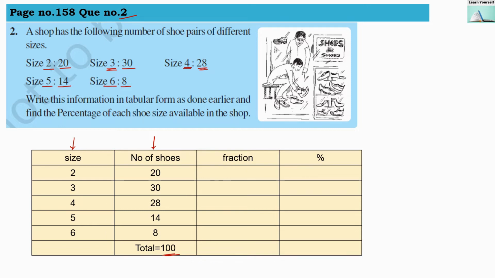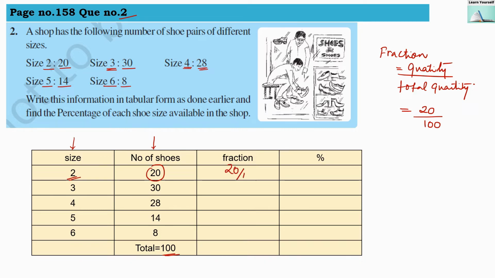So how are we going to write the fraction? For fraction we are going to write the desired quantity divided by total quantity. Here the desired quantity is 20, that there are 20 shoes of size 2. So there are 20 shoes out of how many shoes? Out of 100 shoes. Total quantity is 100 and desired quantity is 20. So 20 shoes out of 100 shoes are of size 2. So the fraction is going to be 20 divided by 100.